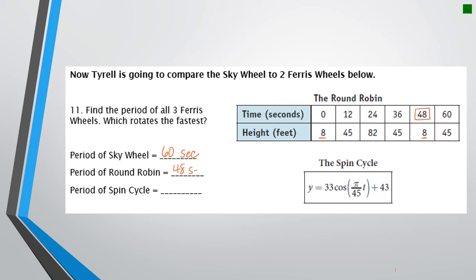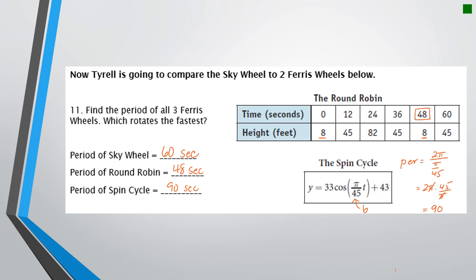And then for the spin cycle, to find the period, we have to use that 2 pi over b formula. I'm given that my b value is pi over 45, but to find the period, I have to do 2 pi over b, which is 2 pi over pi over 45. Since I have a fraction and a fraction, I'm going to multiply by the reciprocal of pi over 45. My pi's will cancel each other, and then 2 times 45 is 90. So the period of the spin cycle is 90 seconds.